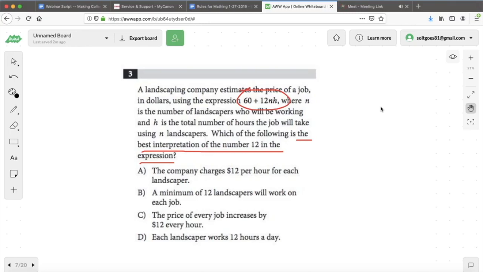Why would you eliminate C? I agree with you, by the way. Why would it increase every hour? Yeah, why do you think the job has to increase $12 every hour? Or why do you think you can eliminate that? Because that wouldn't make sense. Why not? I agree with you. You just have a gut feeling about it? Yeah. Okay, and that might be good enough.